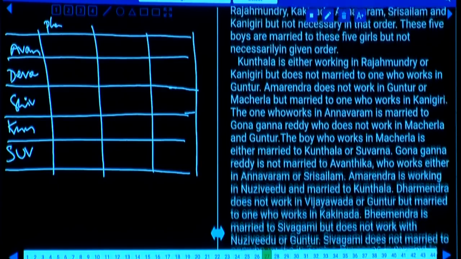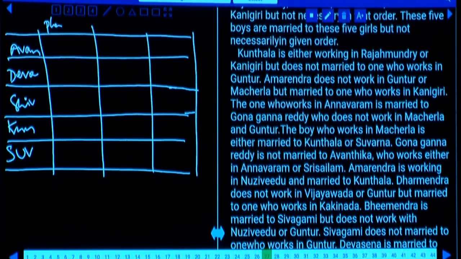Now this Kuntala is working in either Rajahmundry or Kanigiri, but is not married to the one who works in Guntur. Amarendra does not work in Guntur or Machalla, but is married to the one who works in Kanigiri. Then who is working in Kanigiri? Kuntala is working either in Rajahmundry or Kanigiri. As of now, I am not sure whether Kuntala is married to this Amarendra or not.